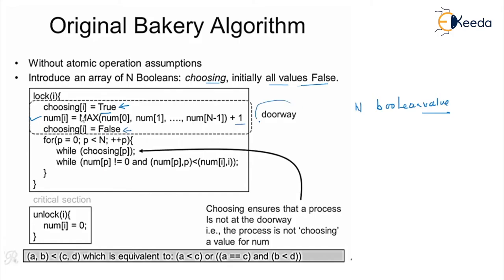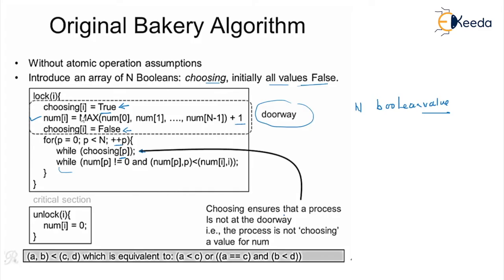Okay, this is still our doorway where the number will be assigned. Now, while p = 0 and p ≤ n, ++p, this will wait for choosing. If choosing is equal to true, then wait here. If choosing is equal to false, you go and check it.